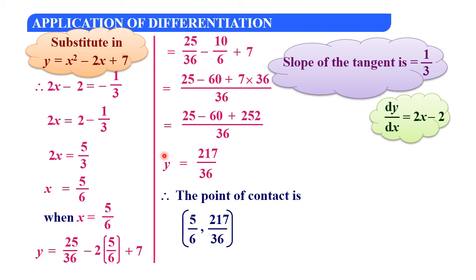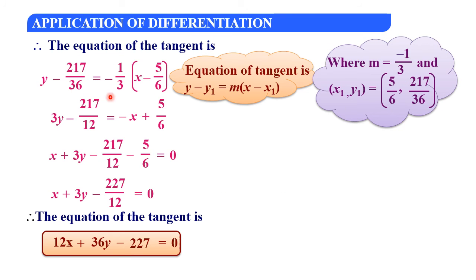So the x value is 5 by 6, and the y value is 217 by 36. These are called the coordinate points, and the slope, you know it very well, is minus 1 divided by 3. Substitute both in the equation of the tangent.